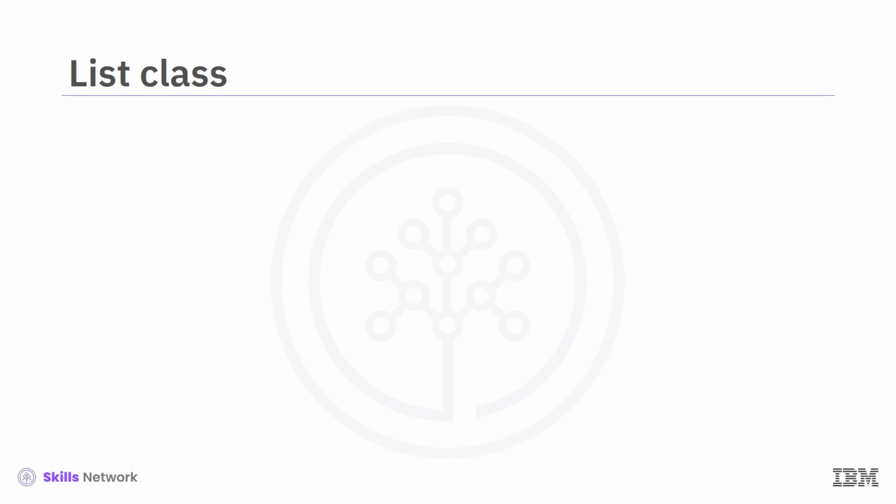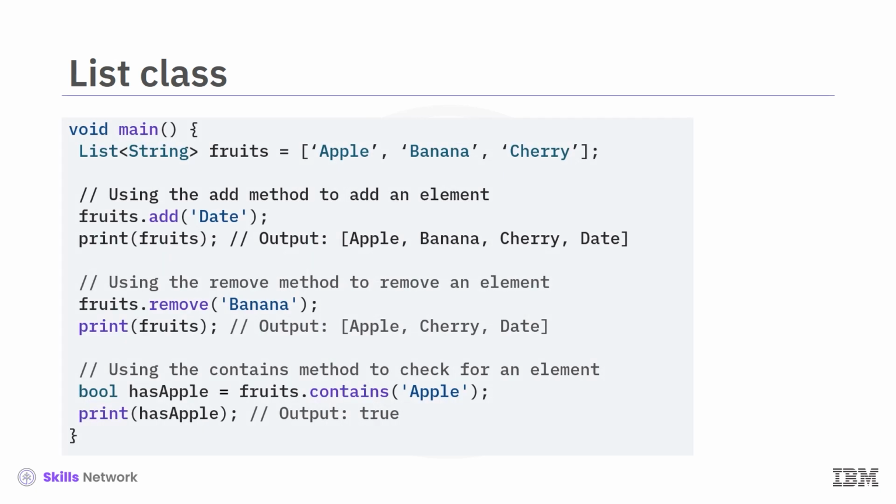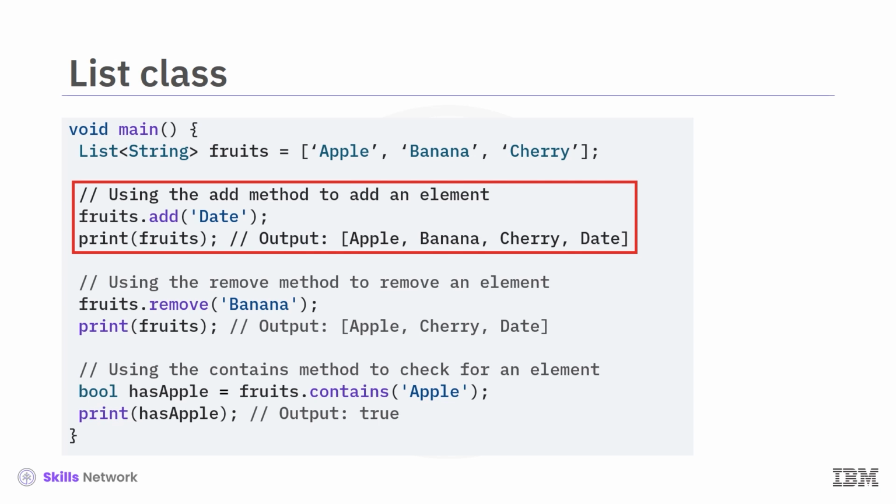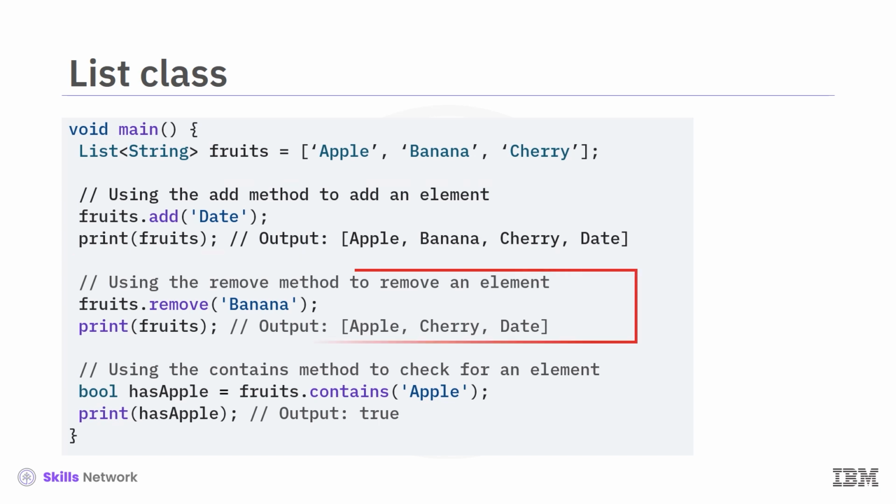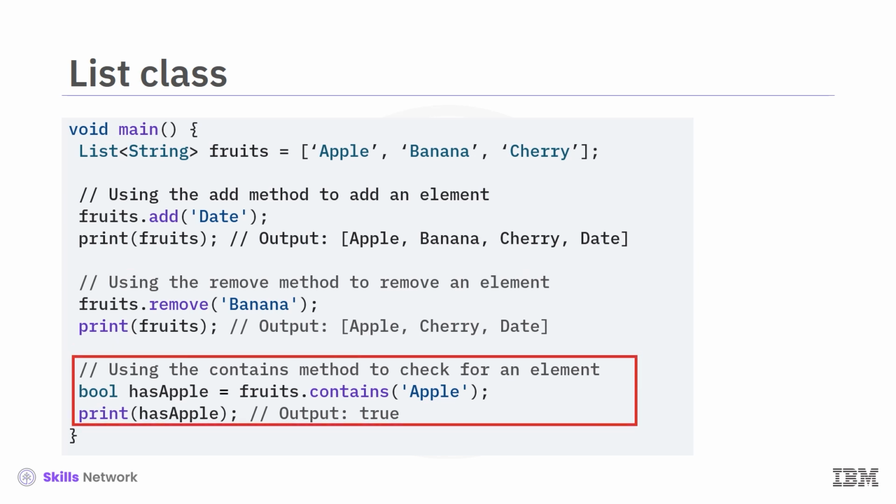The List class in Dart provides several methods to manipulate and interact with list data. In this code, add adds a new element to the end of the list. Changing the code to remove removes the first occurrence of the specified element from the list. Or changing the code to contains tells the program to check if the list contains the specified element.